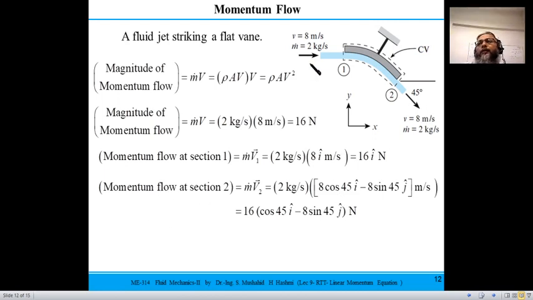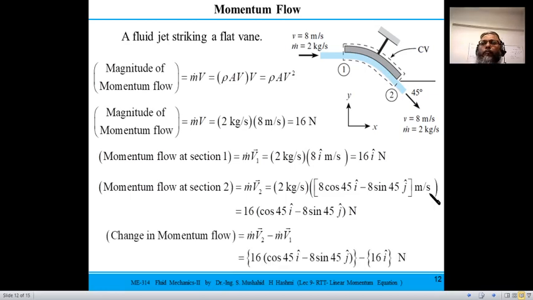Keep in mind the mass flow remains the same, and the velocity magnitude remains the same. But since momentum is a vector, even though the magnitude remains 16 Newtons from section 1 to section 2, the direction is changing, so the momentum at 2 would be different. If I am interested in the momentum change between 1 and 2, it would be subtracting the momentums, momentum at 2 minus momentum at 1. So there would be a net momentum acting.